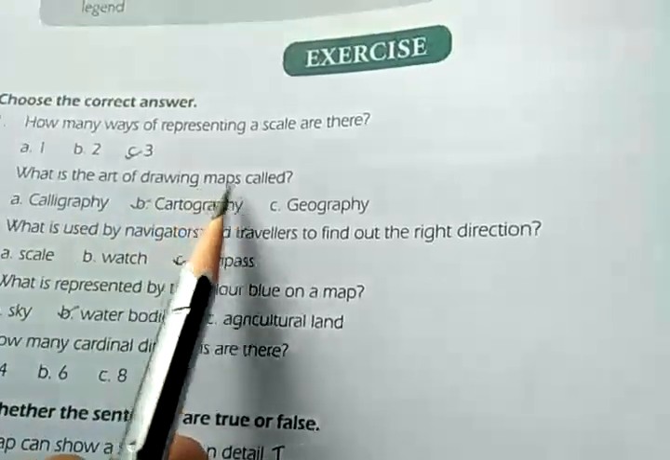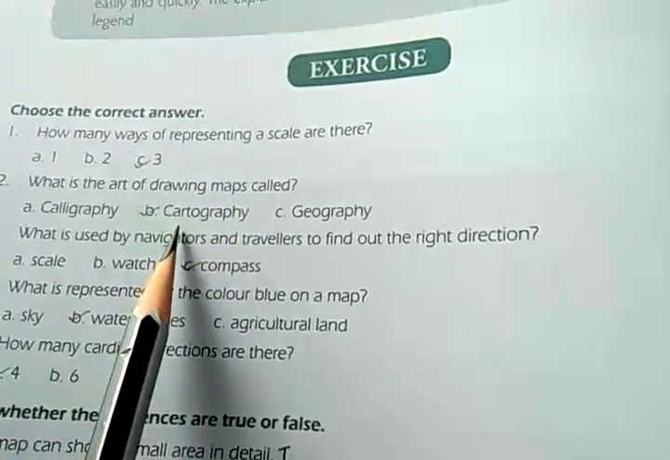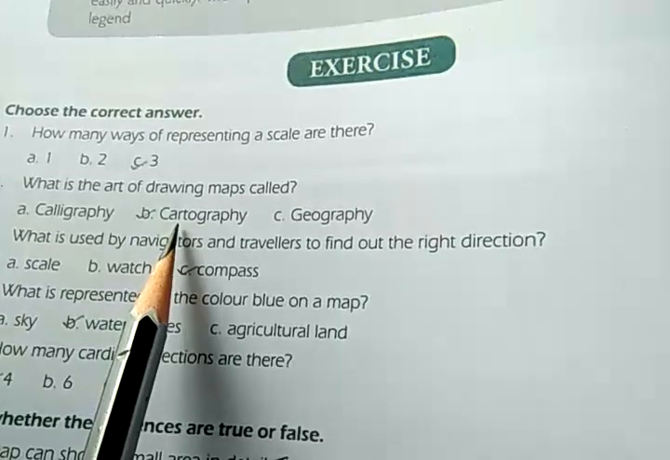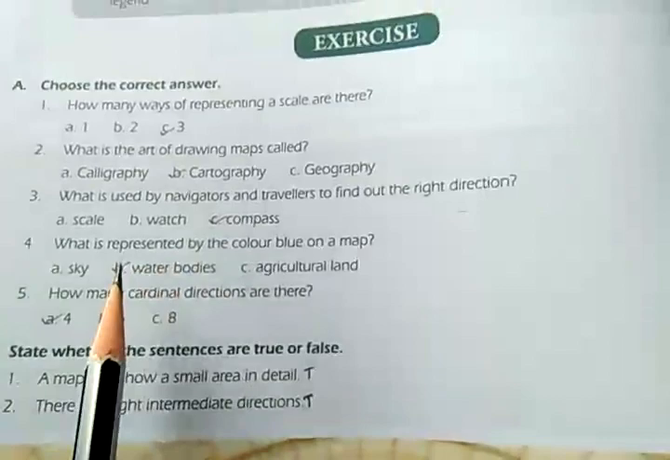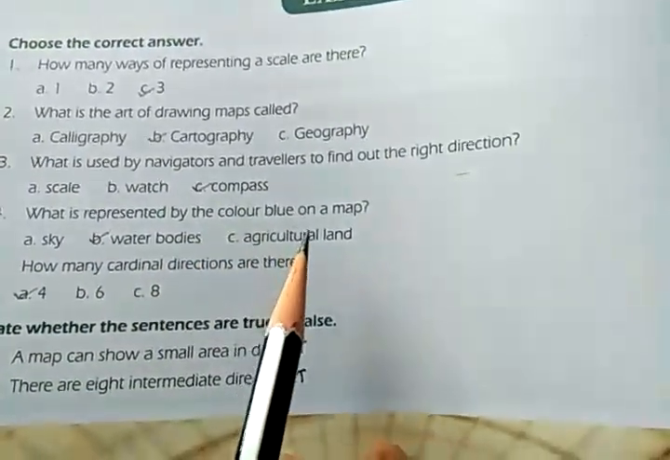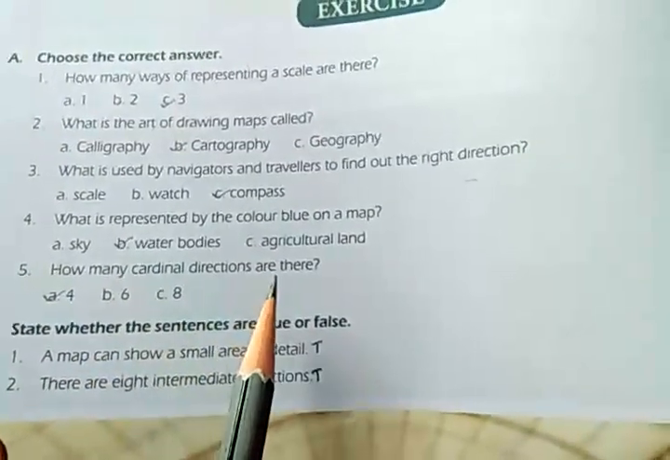Then, what is the art of drawing maps called? Cartography. The art of drawing maps is called cartography. And who are cartographers? Cartographers are the persons who draw maps. Then what is used by navigators and travelers to find out the right direction? It is compass. Then what is represented by the color blue on a map? It is water bodies. Then how many cardinal directions are there? 4: north, south, east and west. So this is the multiple choice.